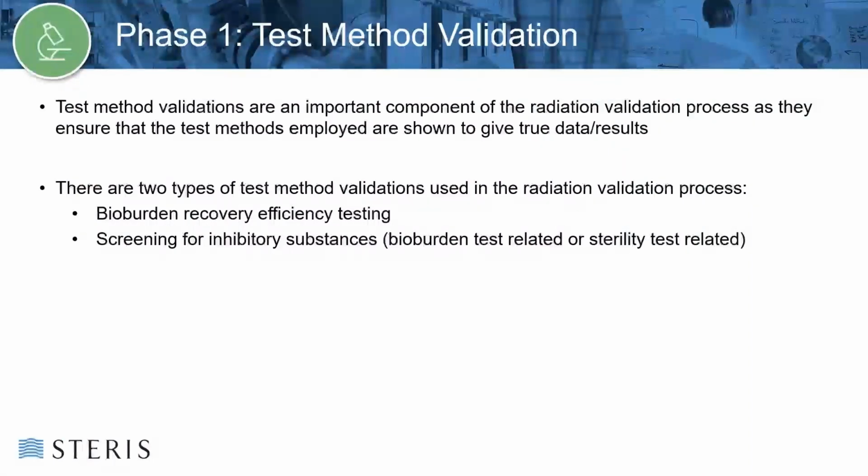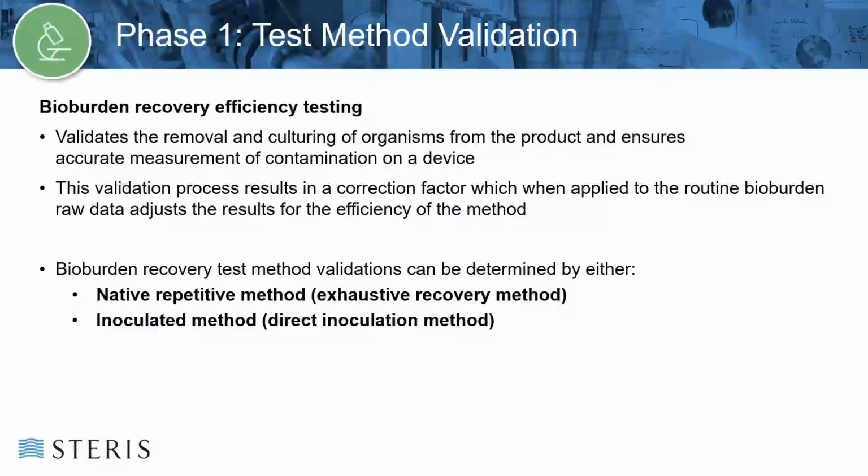Regarding Phase 1, test method validations, these are a very important part of the radiation sterilization validation, as they ensure that the results we find are accurate and appropriate. There are 2 considerations for test method validations used in the radiation validation process: bioburden recovery efficiency testing and screening for inhibitory substances. This is both bioburden test related and sterility test related. Test method validations are required by the standards and expected during device review and audits by regulatory bodies.